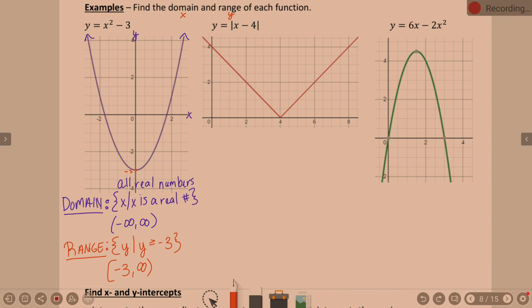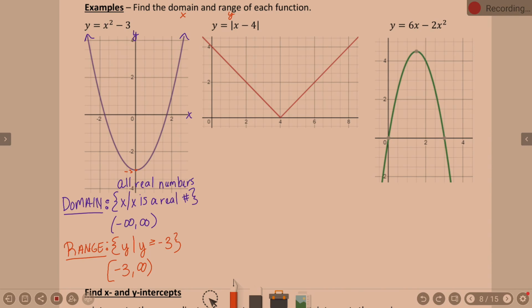Absolute value. Absolute value bars? Guess what kind of graph that always is? Not a U, but a V. Okay. This was a parabola that was shifted down 3. This is an absolute value V that went right 4.